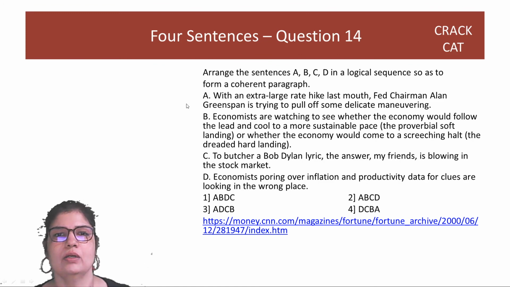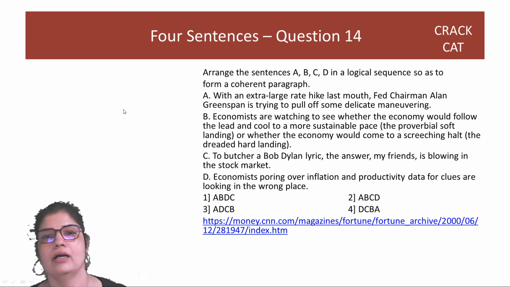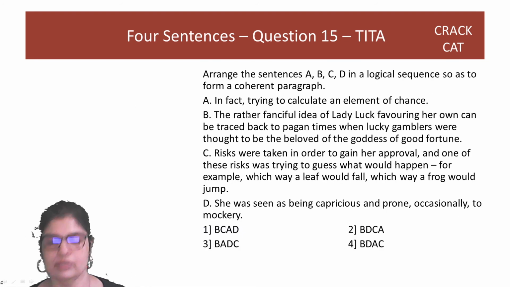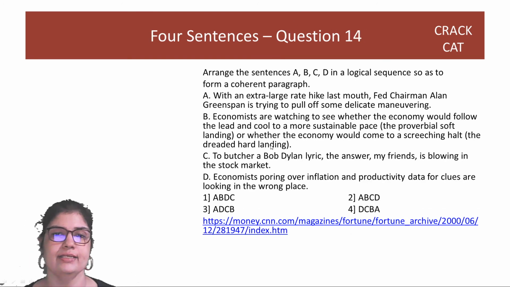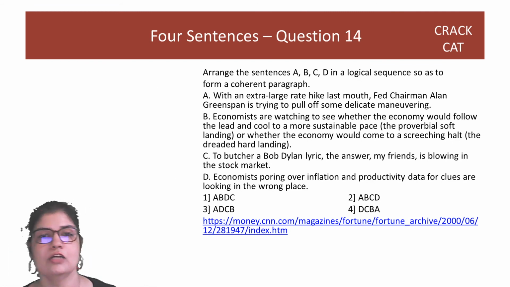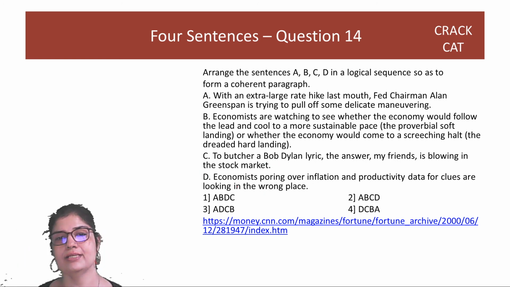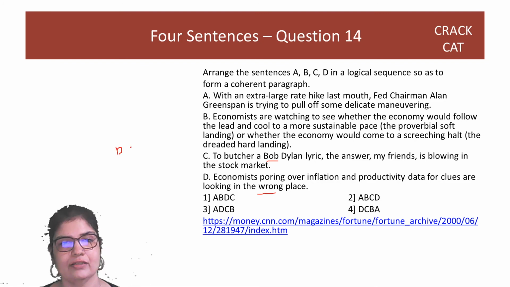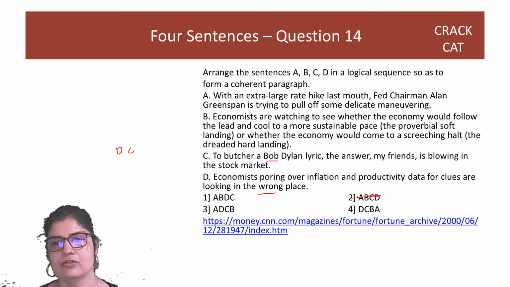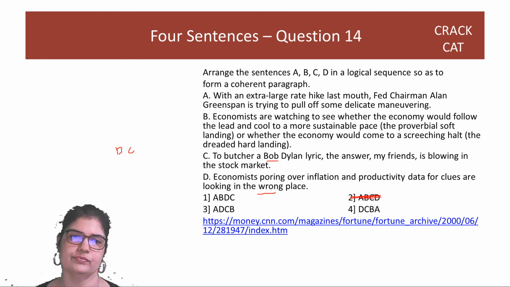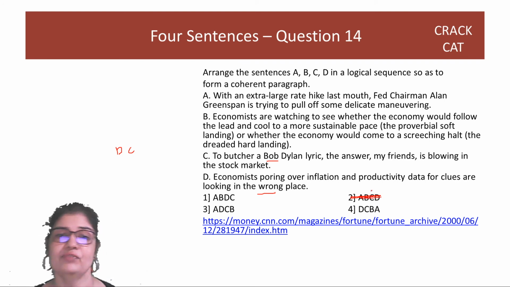14th. With an extra large rate hike, economists are watching, right? And they are poring over the wrong place. To butcher a Bob Dylan lyric, the answer is blowing. So this is the wrong place and this is the answer. So the DC link is very clear. And 3 options have the DC link, so you can eliminate option 2. Now we should see about where DC will go.